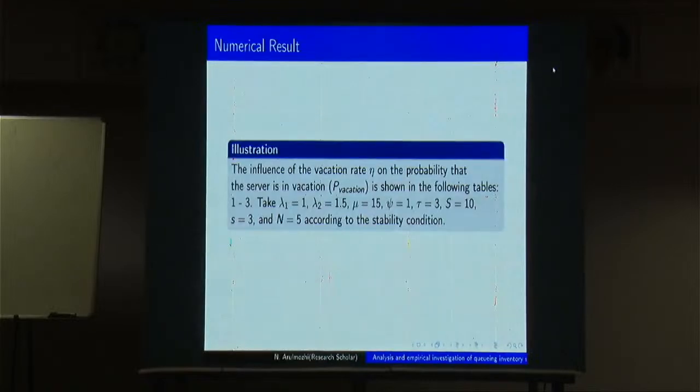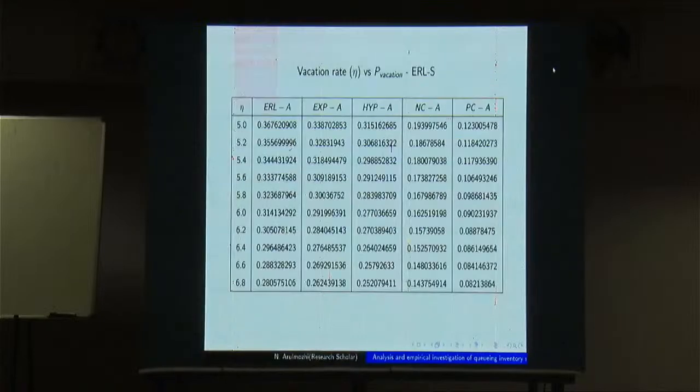Numerical result: the influence of the vacation rate eta versus the probability the server is on vacation. We fixed all parameter values except the vacation rate, according to the stability condition. Increasing the vacation rate, the probability of vacation is also decreasing.